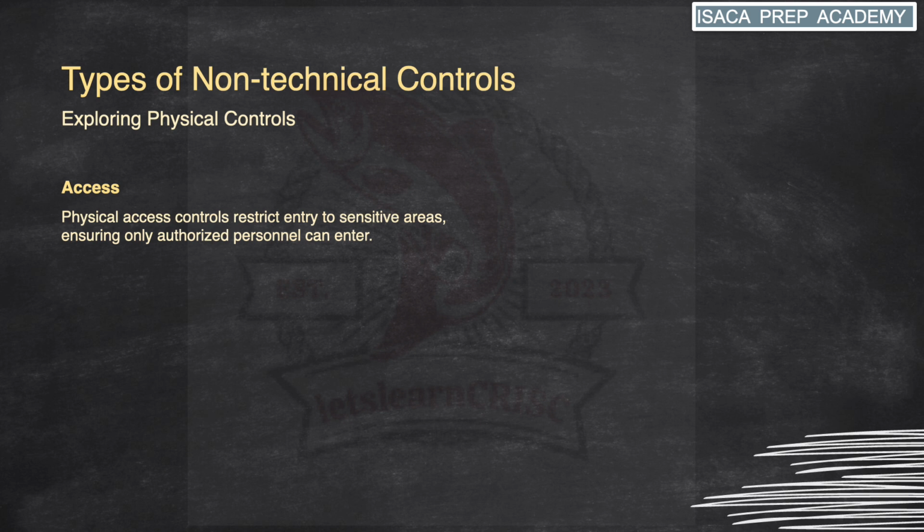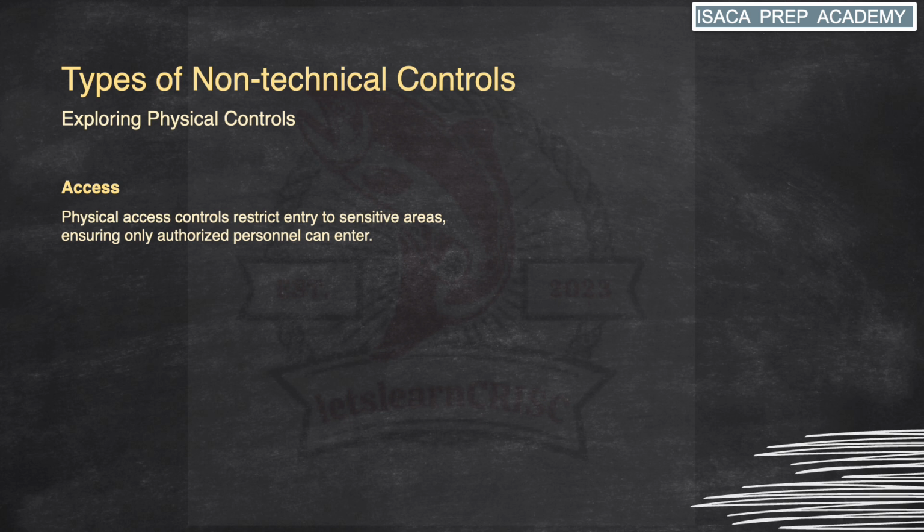Friends, access control measures, particularly those pertaining to physical access, play a critical role in safeguarding sensitive areas within an organization. By limiting entry to authorized personnel only, these controls mitigate the risk of unauthorized access, theft, or tampering with valuable assets or sensitive information. Implementing physical access control involves employing mechanisms such as locks, badges, biometric scanners, and surveillance systems to monitor and regulate entry to the restricted area.